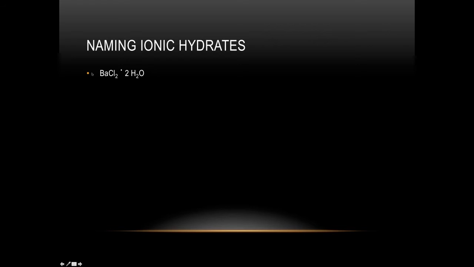So for instance, this substance right here, barium is a metal of a constant charge. Therefore, to name this compound, it would be called barium chloride. But this is a hydrate, as indicated by the presence of water in this crystalline structure. To indicate that it has a hydrate, we'll use this dot to separate the ionic compound from the number of waters. This dot does not mean multiplication. It is simply how we write the formula for a hydrate.